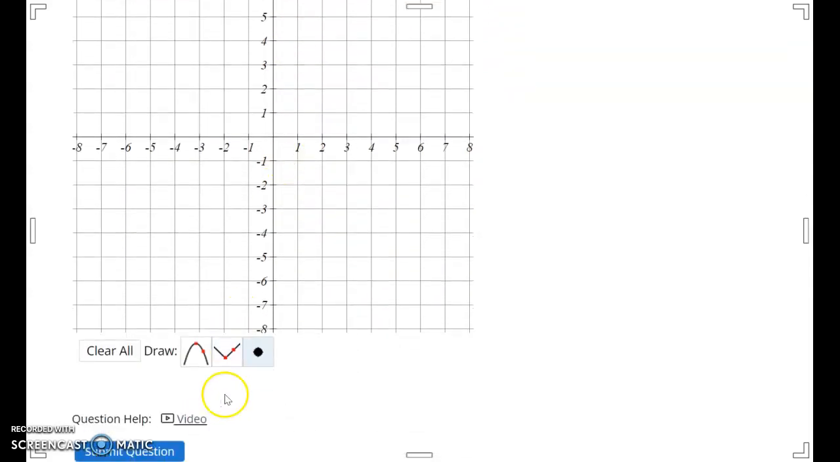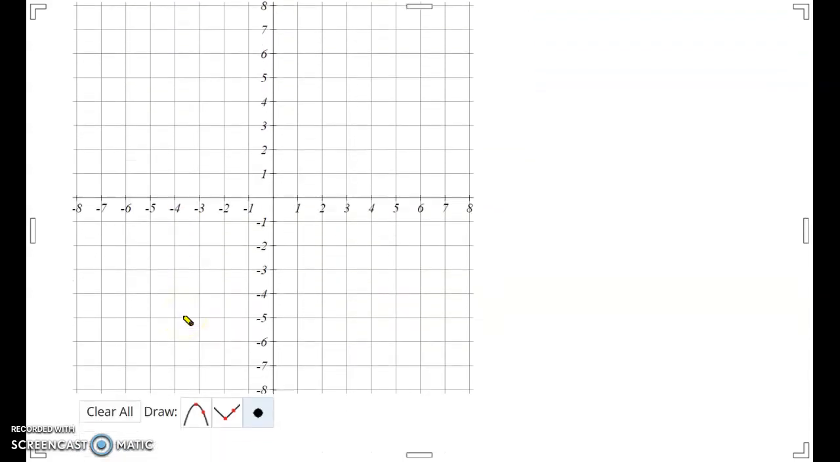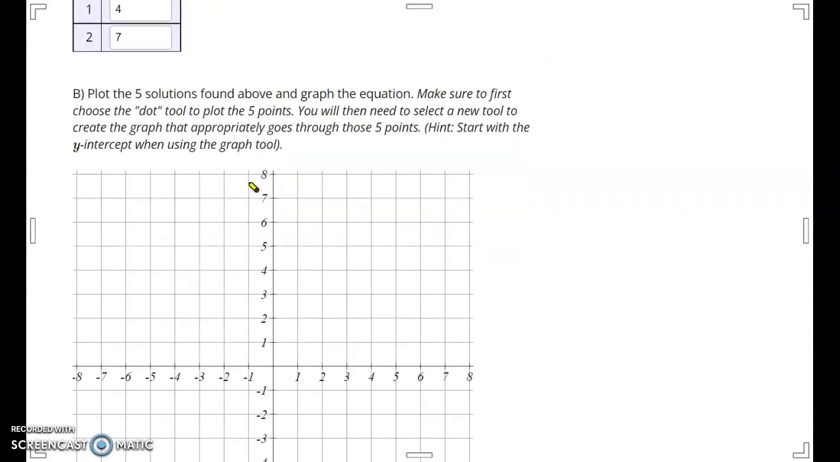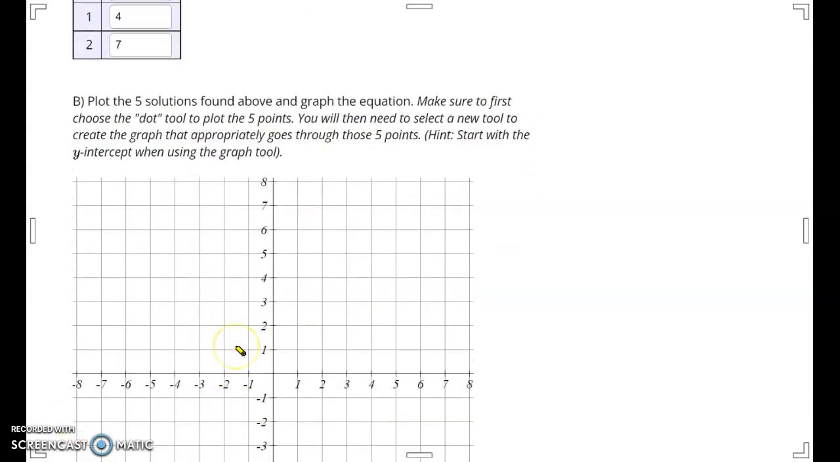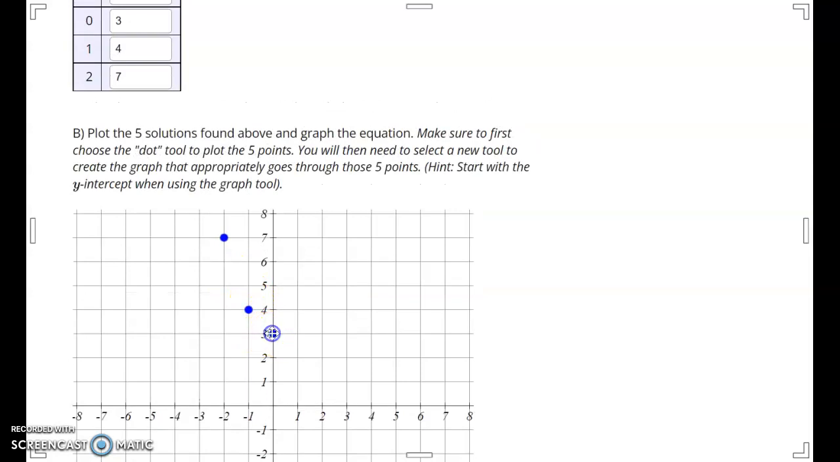So first, we've got the point tool selected, so we're going to go ahead and just plot these points. So -2, 7, -1, oh, I did -7. Oops. There, that's why you check, right? -2, 7, -1, 4, 0, 3, and then notice it's going to be the same thing on the other side, which means it's symmetrical. Okay?